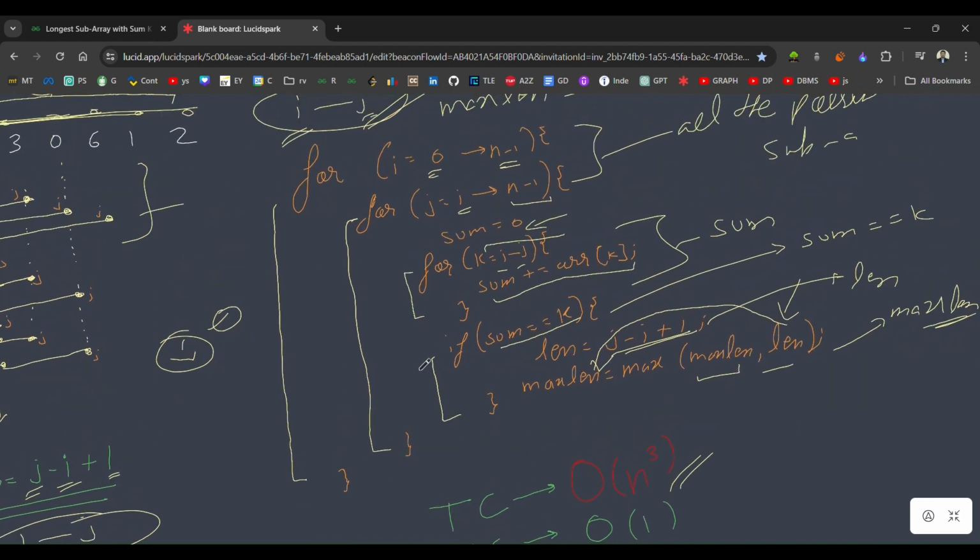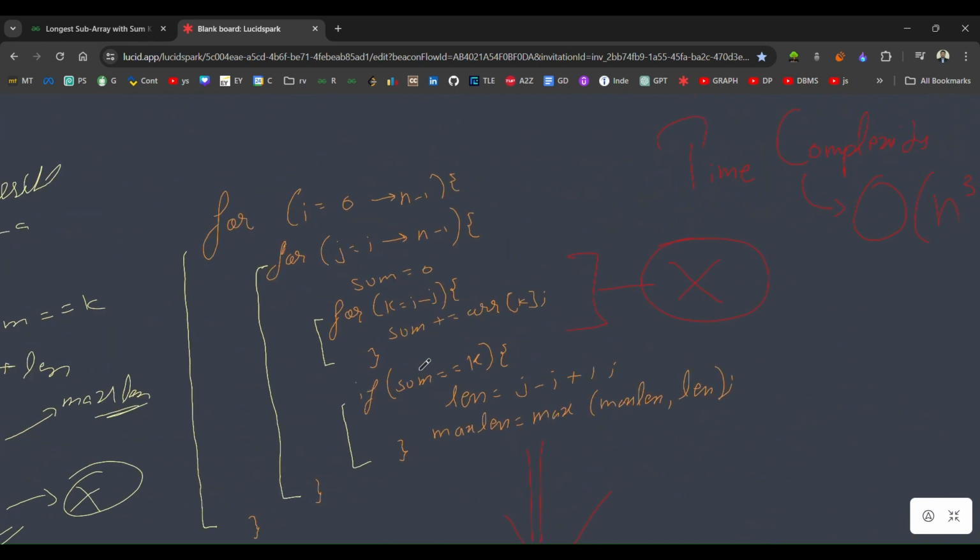So the time complexity will be of n cube. Why? Because there are 3 loops. So roughly it will be of n cube. Not exactly, but roughly, which we don't want. Can we optimize? We can try optimizing for this extra loop.